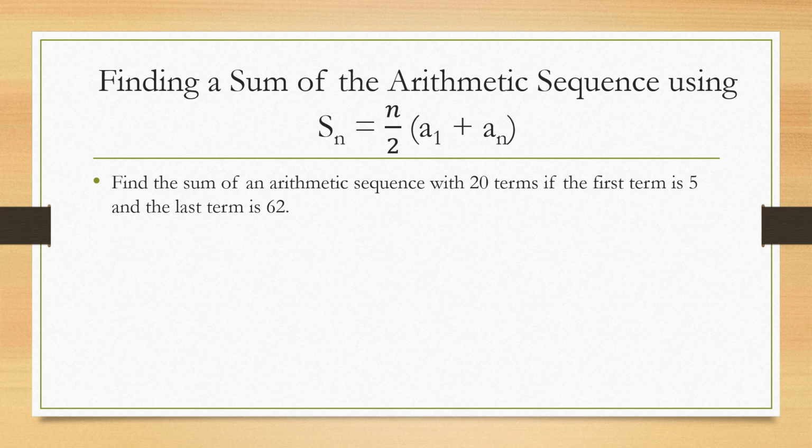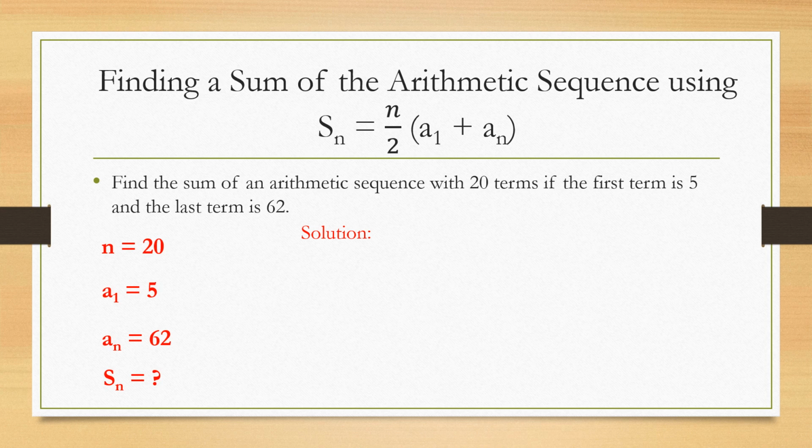For example, you are to find the sum of an arithmetic sequence with 20 terms if the first term is 5 and the last term is 62. From this problem, we have information which tells us that our n is 20 since there are 20 terms. The a sub 1, which is the first term, is 5, and the last term is 62. So we are going to find the sum, or shall we say the S sub n.